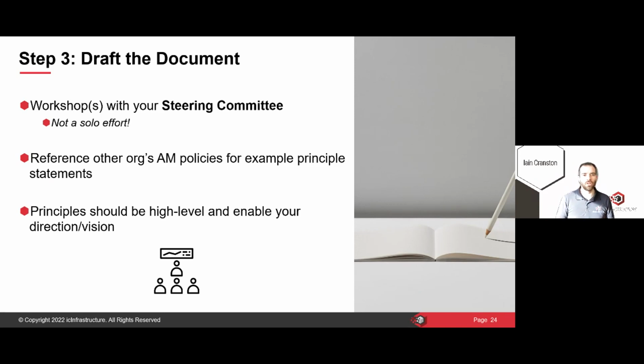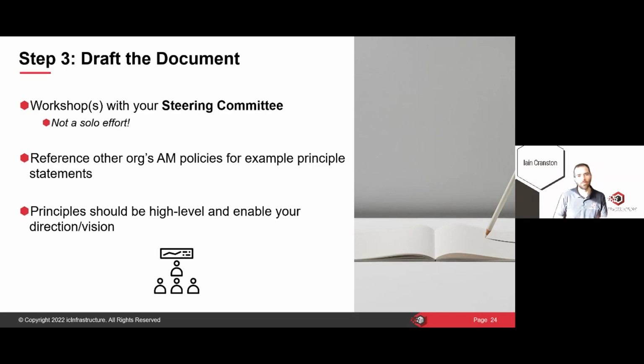You need to remember that this is really about trying to win the hearts and minds in the organization. And that process of actually developing your policy collaboratively with key stakeholders across the organization is a real big benefit to your organization. It really starts to build that culture, that awareness, that buy-in for asset management across the organization. And a great way to do this is through workshops with your steering committee.